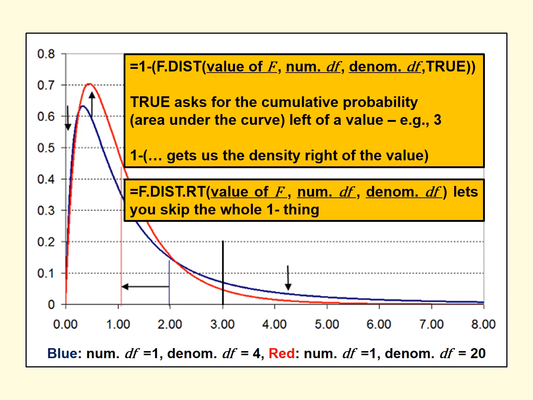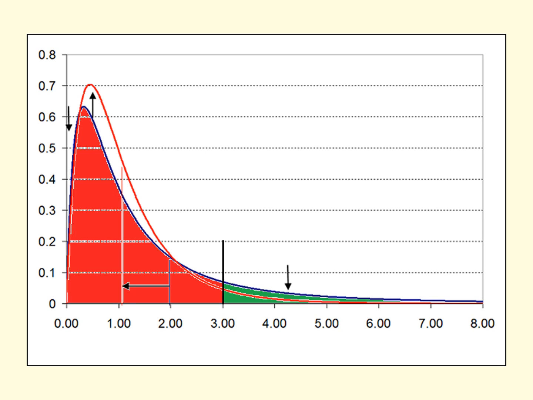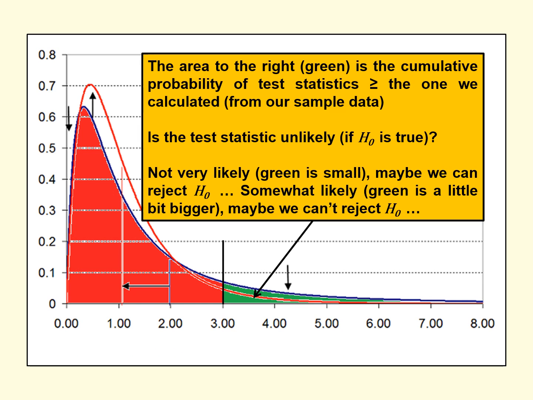And by the way, if this seems a little bit confusing, that whole -1 thing, there is actually a function in Excel called f.dist.right or .rt that just lets you skip the whole business. So the area to the right, which I've colored green here to make it a little bit more visible, is just the cumulative probability for values of the test statistic that are greater than or equal to the one that we calculated from our sample data.